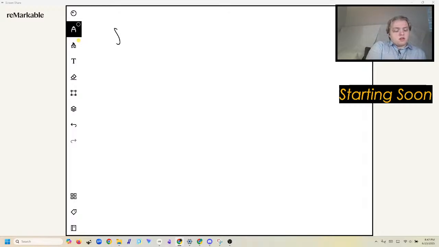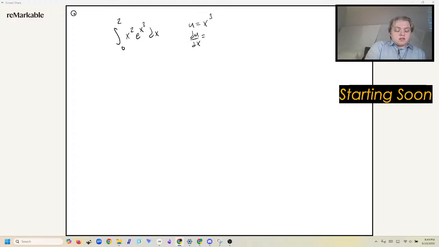Okay. So the integral from 0 to 2 of x squared times e to the power of x cubed dx. This is a pretty obvious way to proceed here if you're familiar with U substitution. I'm going to set u equal to x cubed. du dx then would equal 3x squared, which then of course leaves us with du over 3 equals x squared dx.